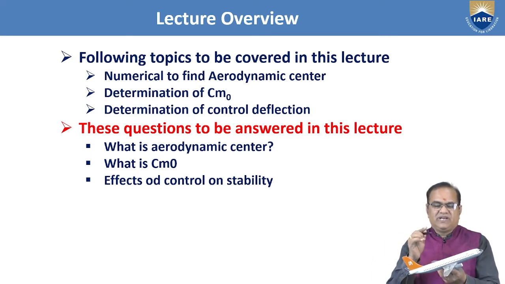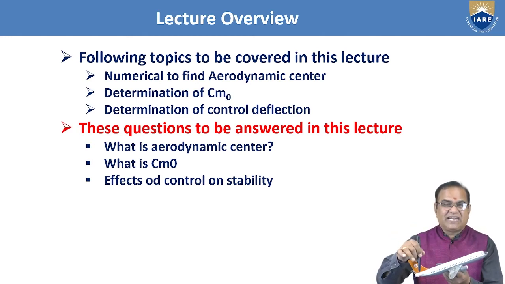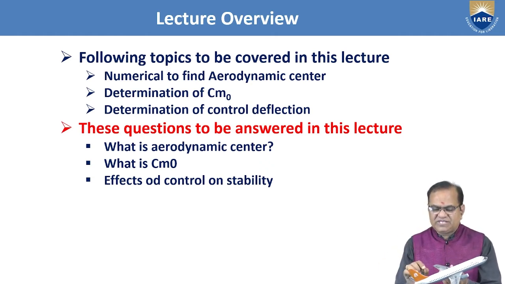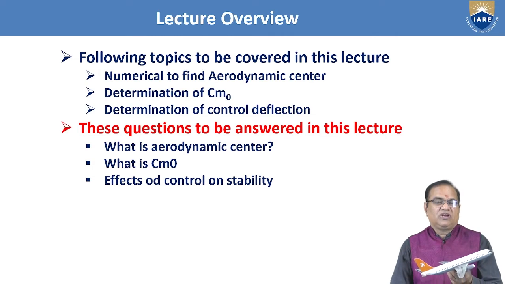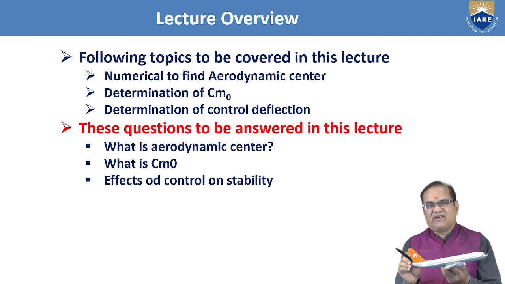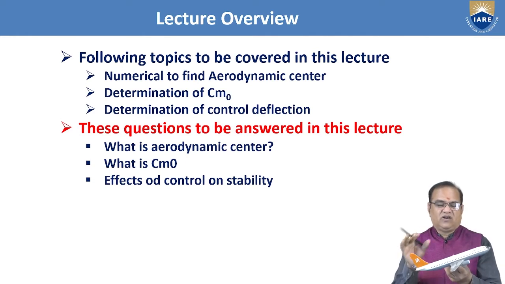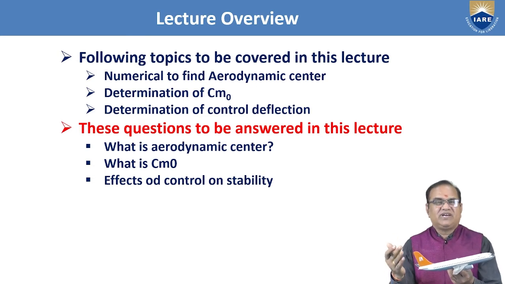The effect of the setting angle of the wing, iW, and the effect of the tail setting angle, iT, is also very important. If we fix iW and iT in such a way that iW minus iT is positive, then it will try to stabilize the aircraft. Another important parameter is the downwash. The downwash of the wing plays a very important role for the stability of the aircraft.